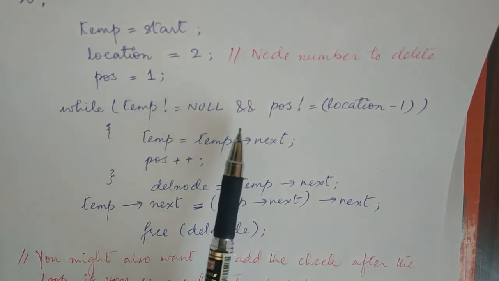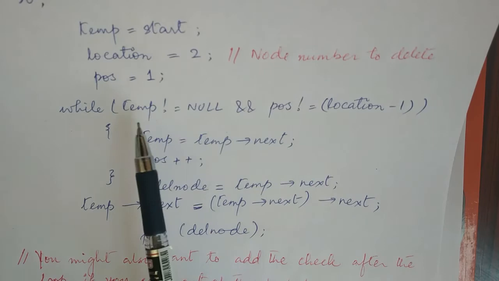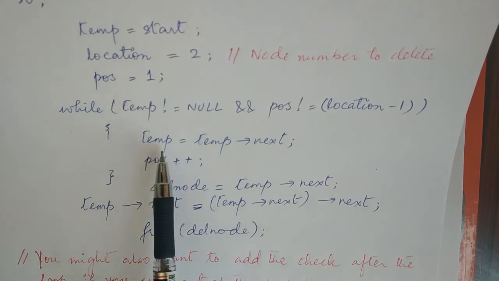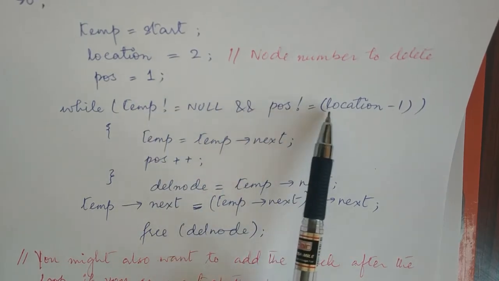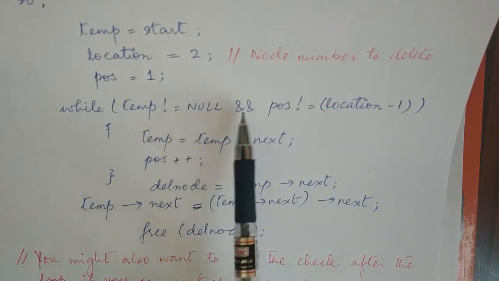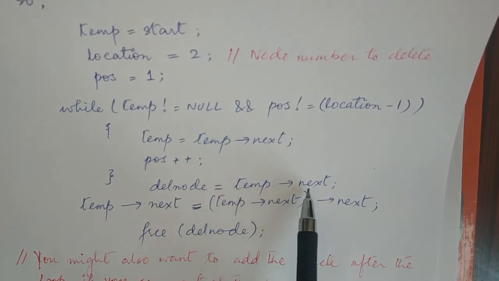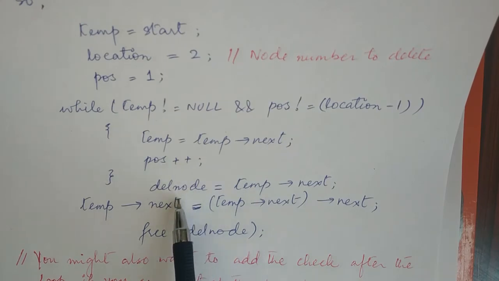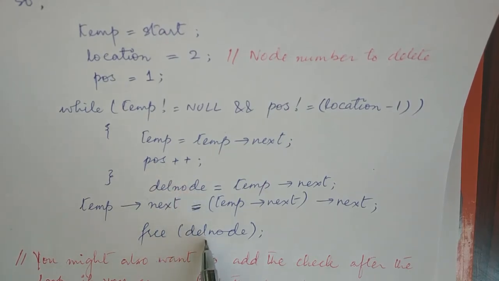So while temp is not equal to null and position is not equal to location -1, I have written location -1 because I want to be 1 before the node that I want to delete. So temp initially has 1000, your position is 1. So 1 is not equal to location -1, 2 minus 1. 1 is equal to 1. So I will never enter this loop in this particular case. I'll come out. So my temp has 1000. So 1000 to next is 2000. I am copying that to a pointer variable called delete node. Why I'm doing this? Because I want to free this, which I'll free later on after I make the pointer change.